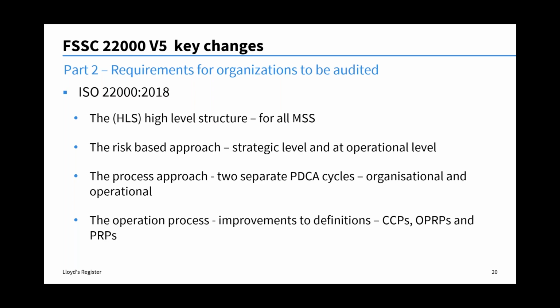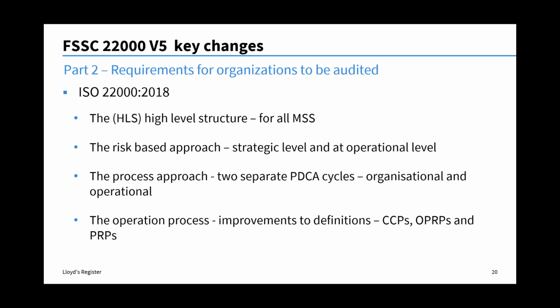So those are the two separate levels of process approach, one at the organizational level and second at the operational level. And the fourth key change on ISO 22000 2018 is on the operation process. So the operation process, there are improvements to the definitions on CCPs, OPRPs, and PRPs, and there is a lot of alignment with the Codex Alimentarius definitions.